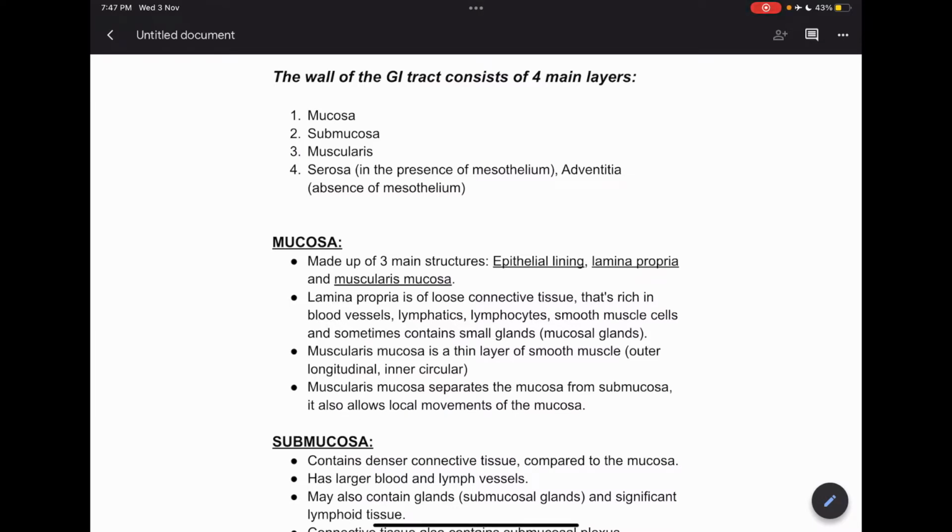إن شاء الله اليوم رح نكمل على Digestive Tract. رح نتكلم عن stomach and the esophagus.